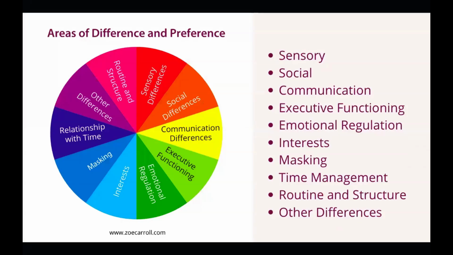So what areas of differences and preferences then are there? I like to think of it this way, like this wheel, where we have all kinds of areas of difference and preference. Again, neither of these are better or worse, they're simply differences. So if you think about your sensory differences, everybody has sensory differences. Some of them are more pronounced than others.